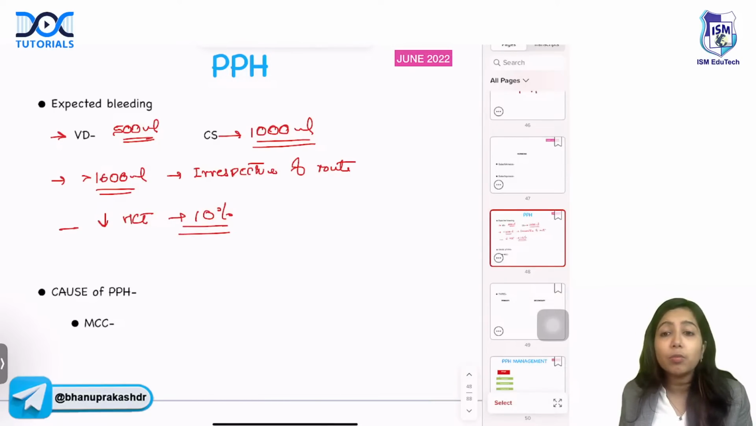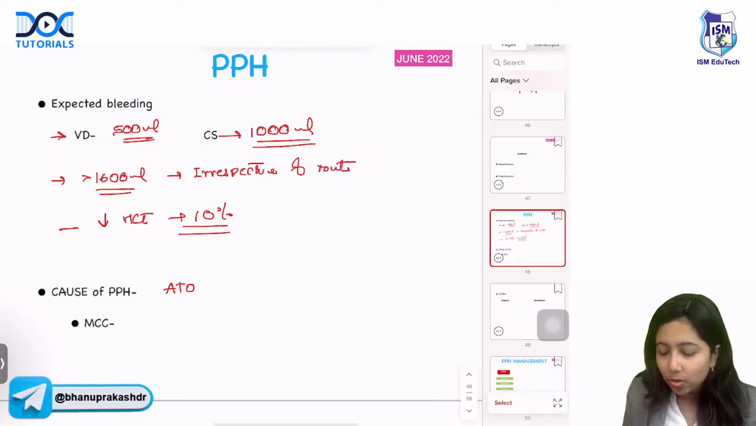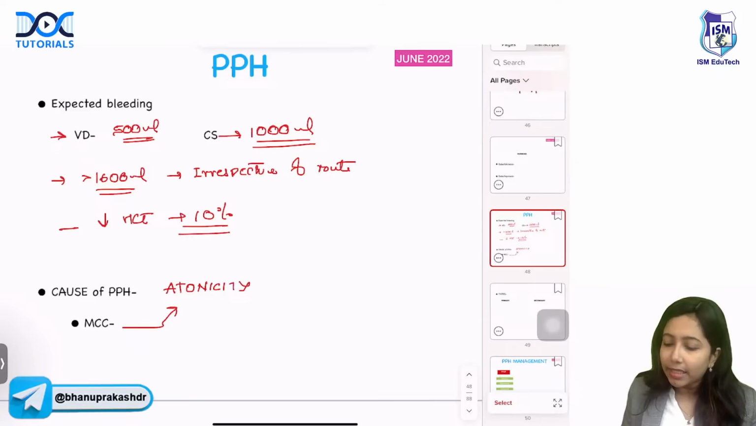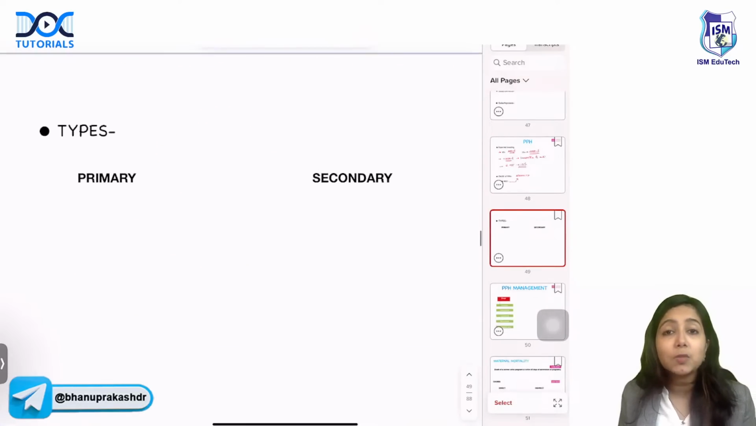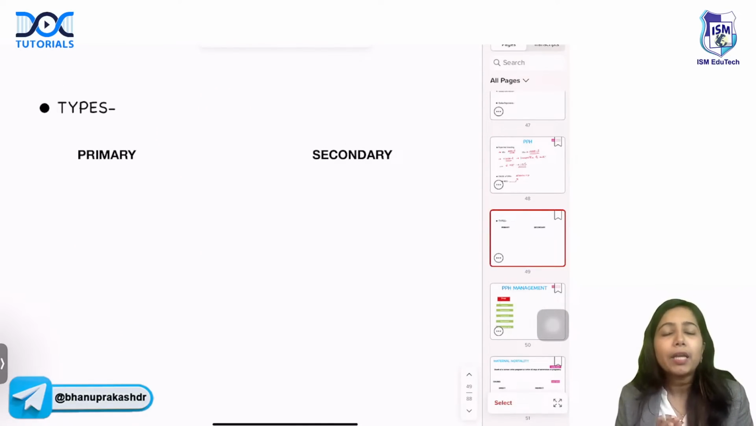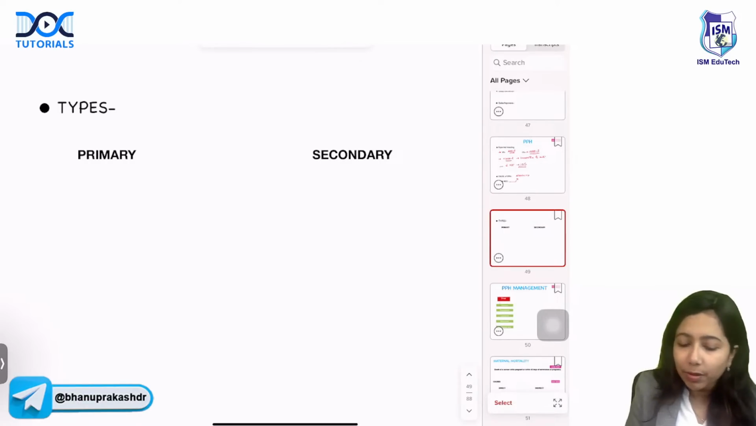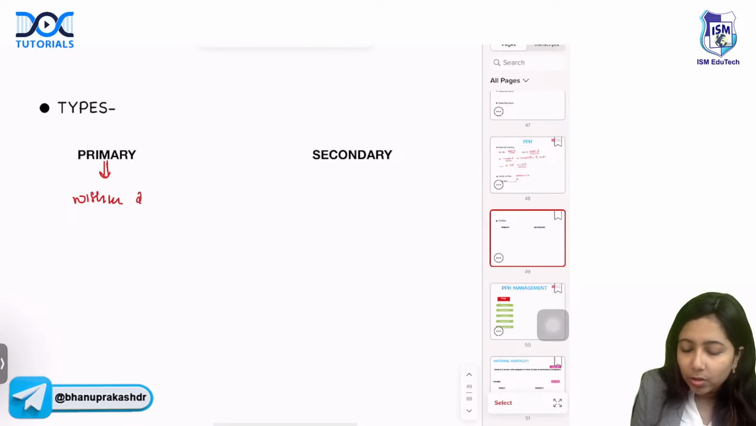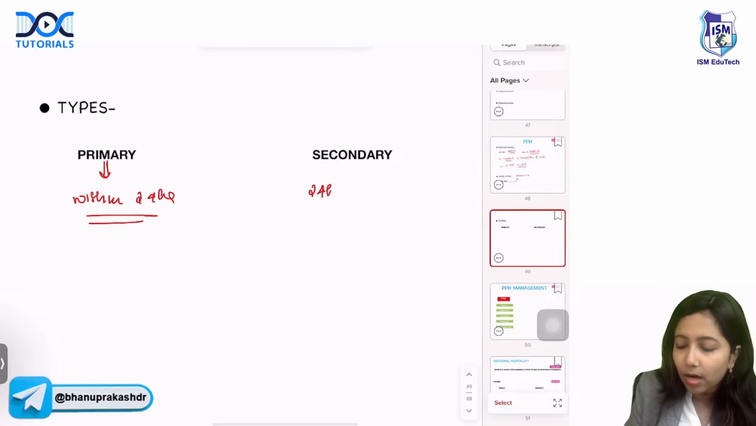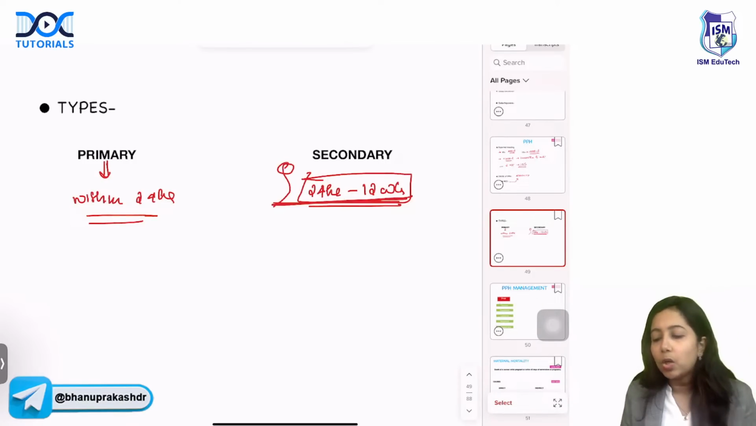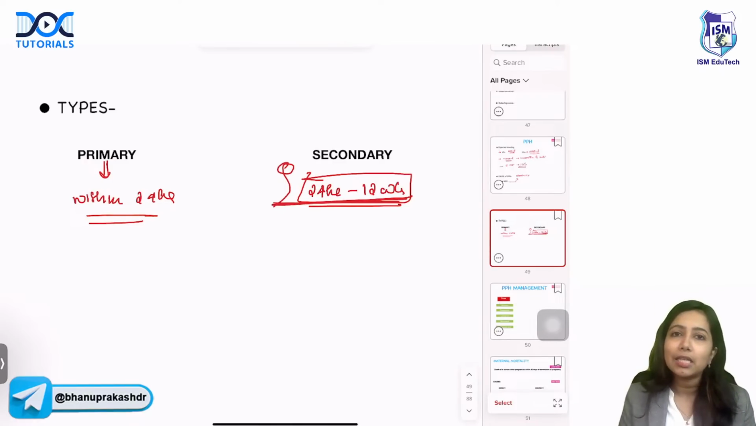Among the various causes, the most common cause of PPH is atonicity. PPH is divided into primary and secondary PPH. Primary PPH is the bleeding which happens within 24 hours of delivery, whereas secondary PPH is between 24 hours and 12 weeks postpartum. This is how you differentiate primary PPH and secondary PPH.